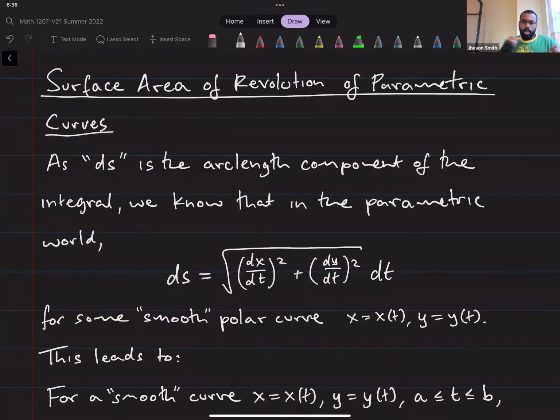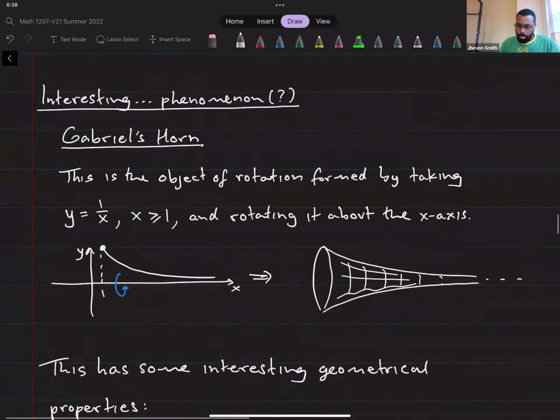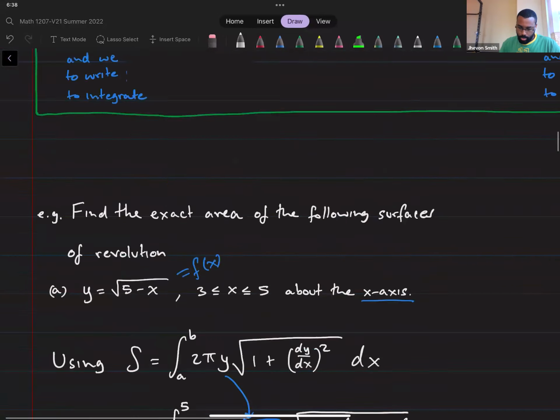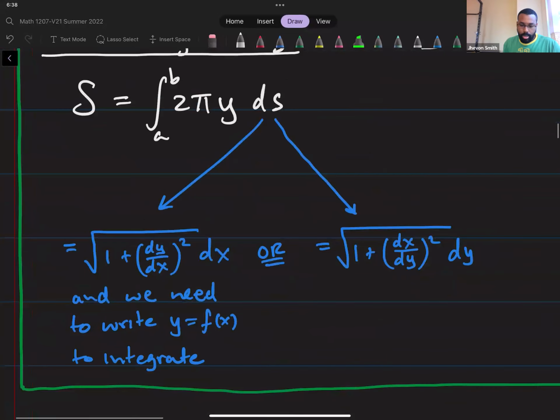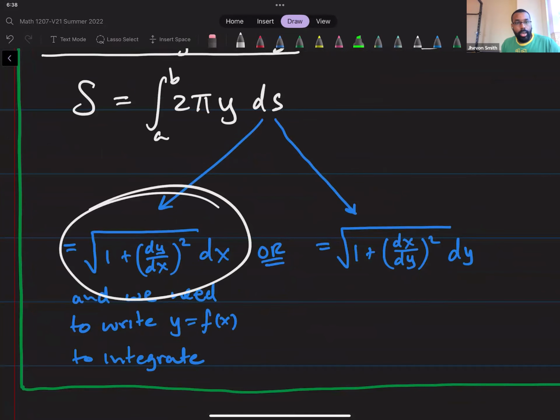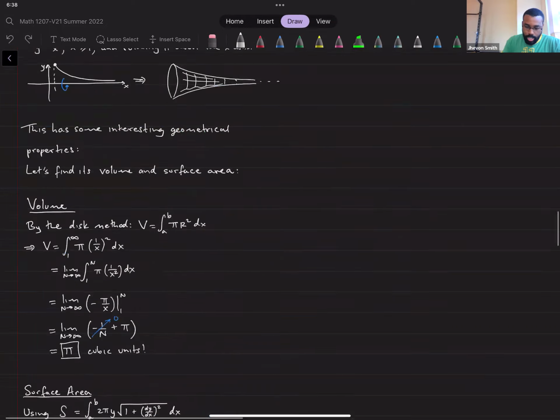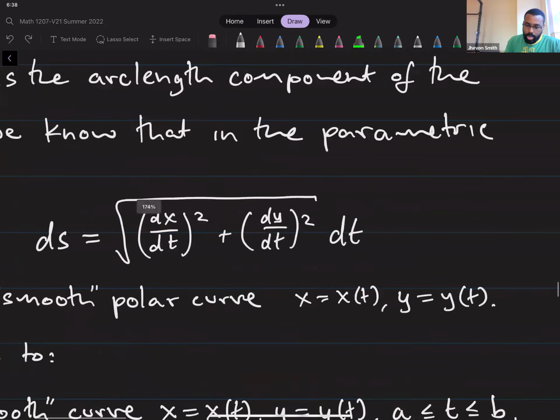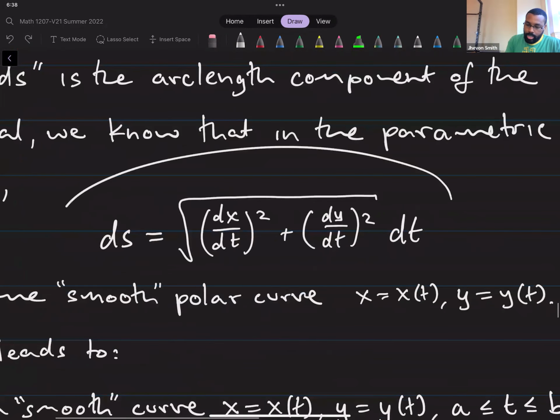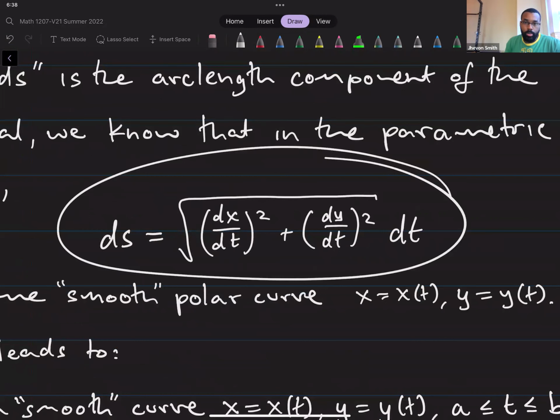Now, we know that this component, the ds component, this guy, it's the same component that gives us arc length in the scalar situation. So the exact same argument that I gave above is going to work in the parametric situation, except the notation would obviously have to evolve to cover that situation. And we actually know what ds, or the arc length component, is in the parametric version.